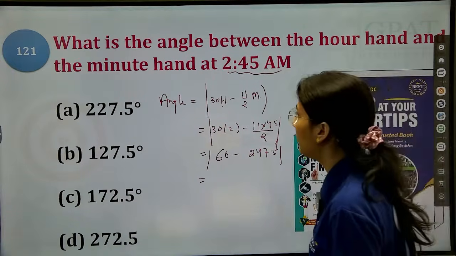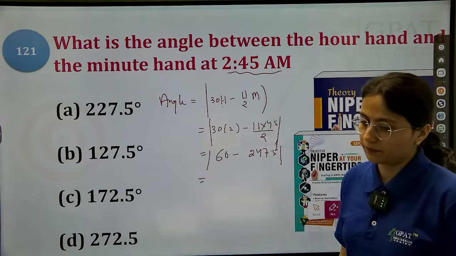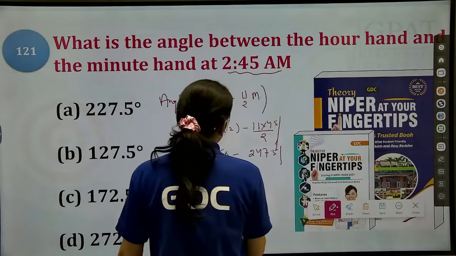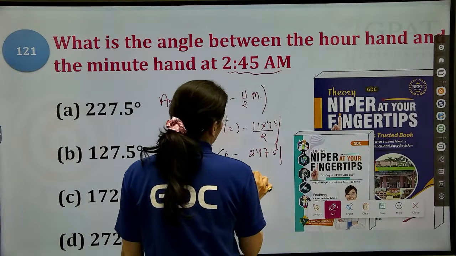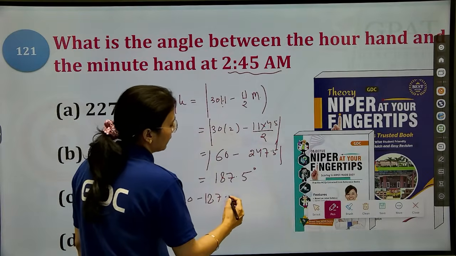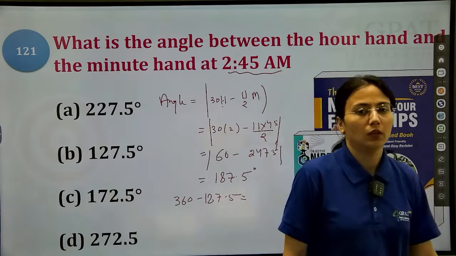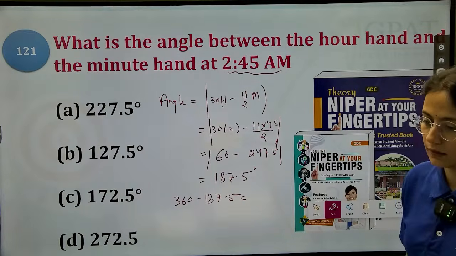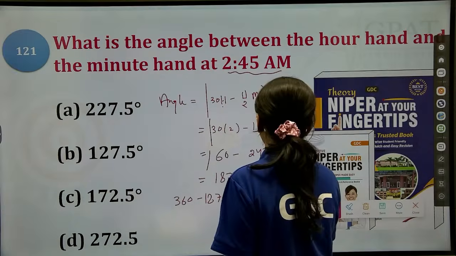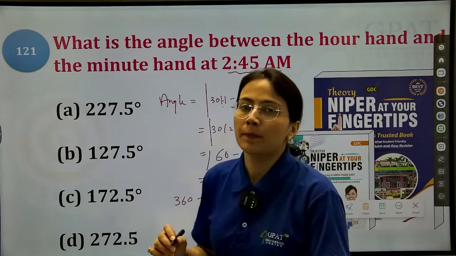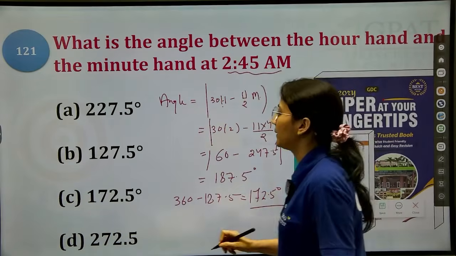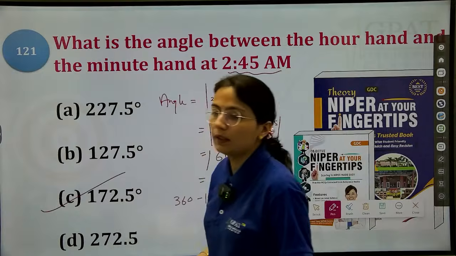That is 187.5, and we have to find the overall angle, that is 360 minus 187.5, and we will get our answer, that is 172.5 degree. So the angle formed between hour hand and minute hand at 2:45 am is 172.5. That is option number C.